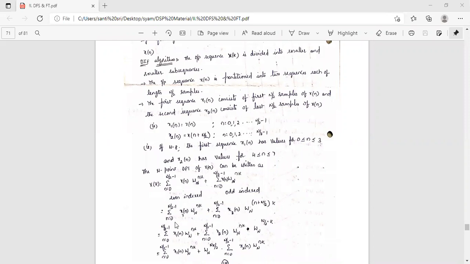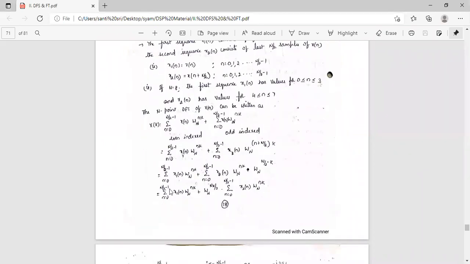So it is sigma n equals 0 to N by 2 minus 1 x1 of n into W_N power nk plus sigma n equals 0 to N by 2 minus 1 x2 of n into W_N power nk into W_N power N by 2 into k. So we can write this as sigma n equals 0 to N by 2 minus 1 x1 of n into W_N power nk plus, extracting this W_N power N by 2 into k.